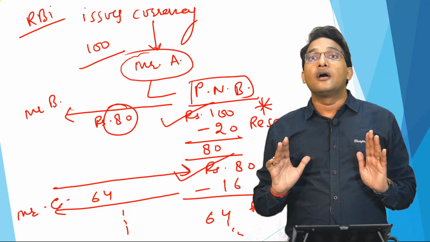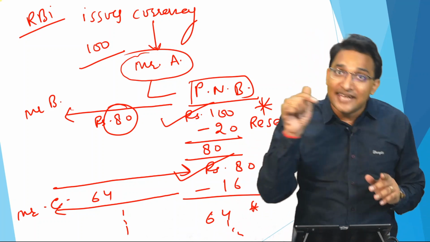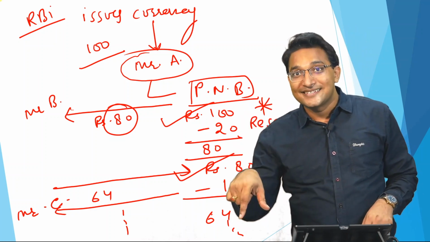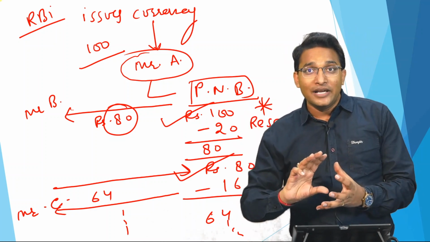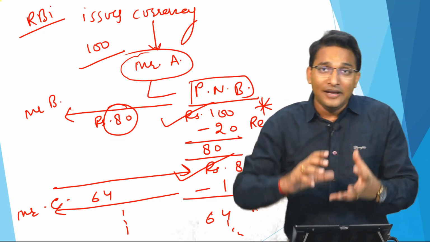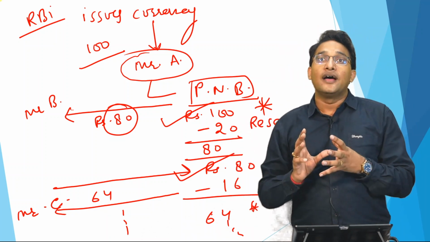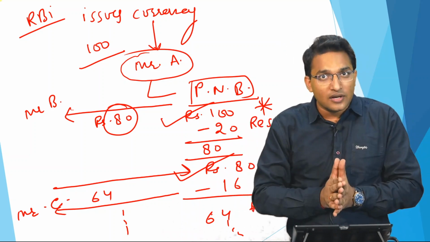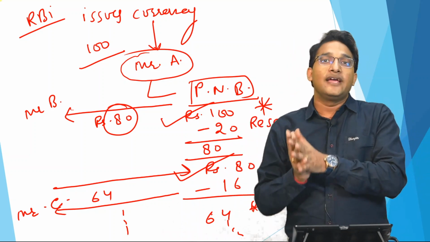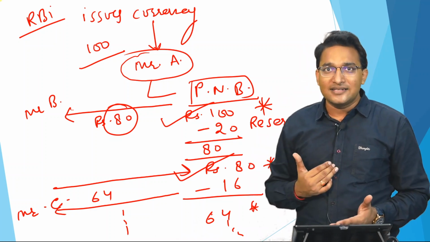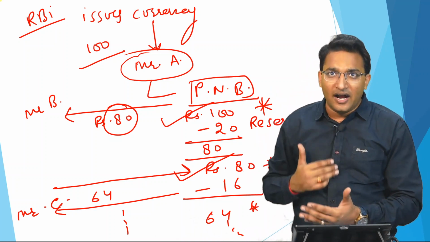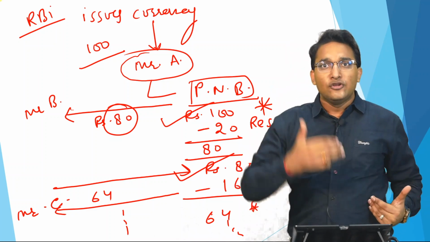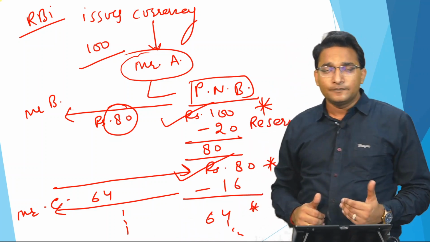So if the banking habit is less, then the money multiplier will be less. If the money multiplier has to be more, that means the banking habit has to be more. And banking habit more means the people have to deposit more money into the bank. They have to demand more money as lending, in the form of credit card, home loan, car loan, business loan, education loan, right?